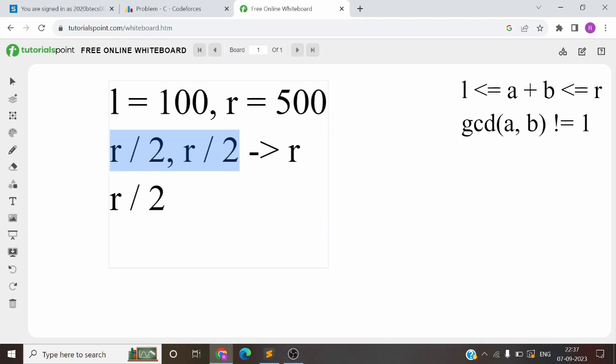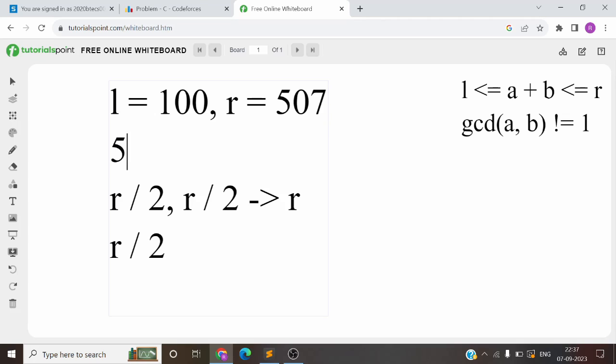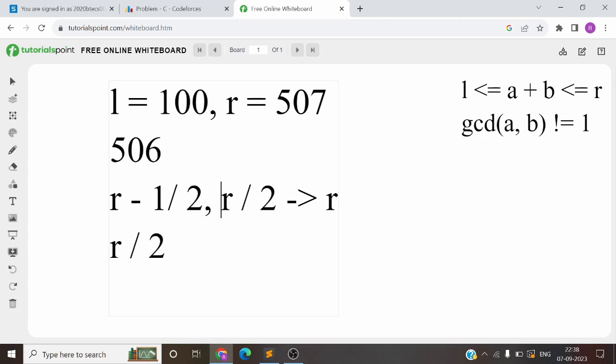Suppose instead of 500 it was 507, so r is not an even number. Then instead of r we will take r-1, meaning we try to build 506, 506 by 2. What I'm trying to convey is instead of r we will take r minus 1. That's it. R minus 1.